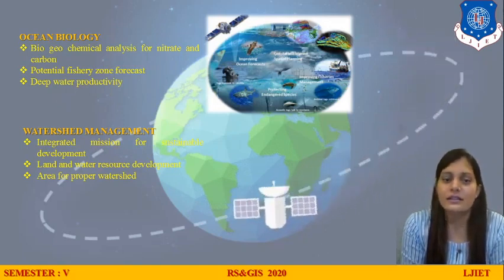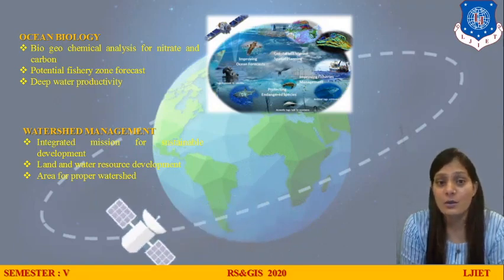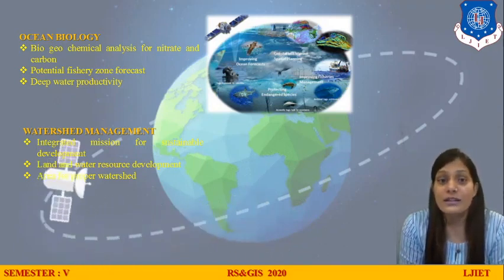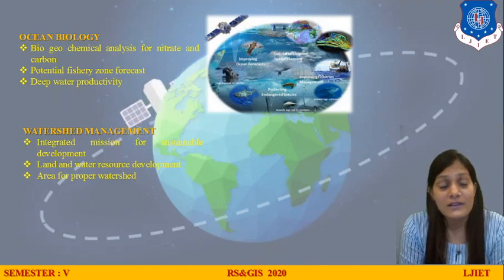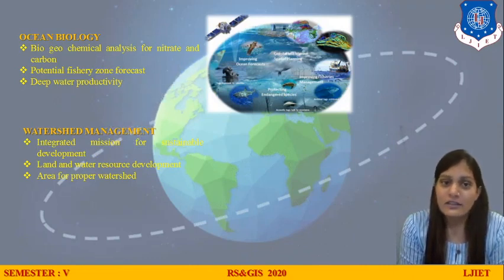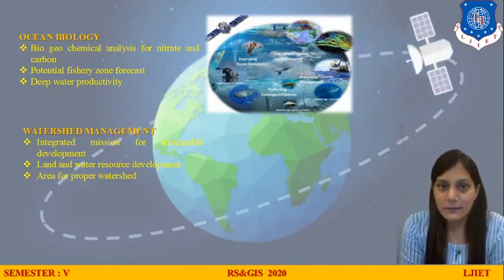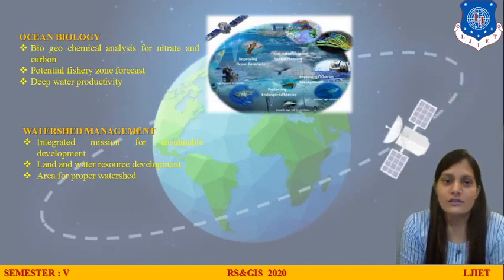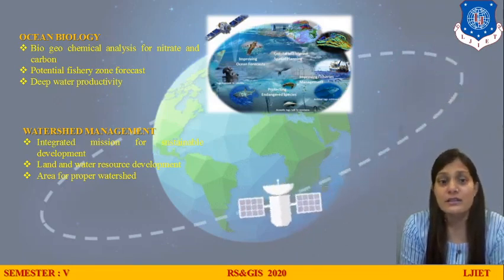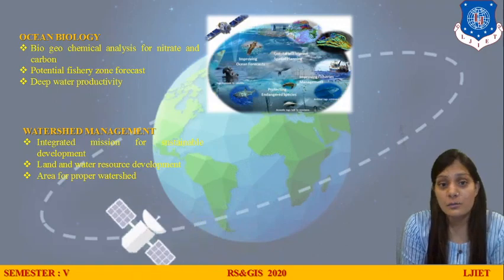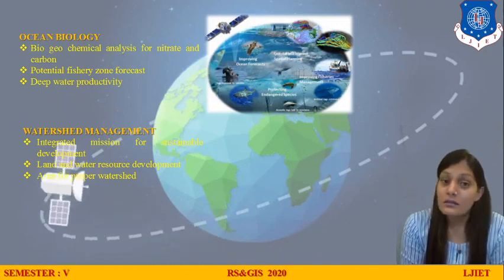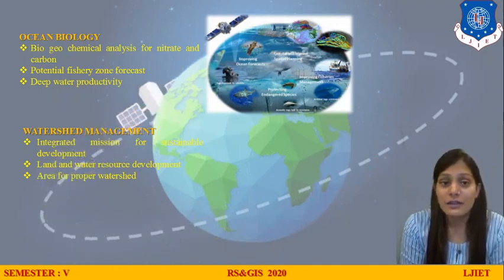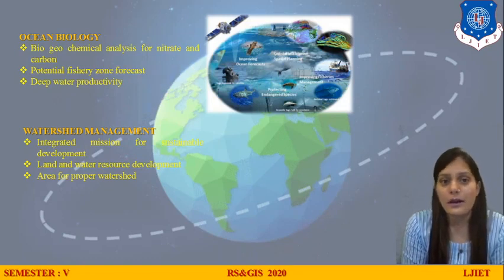It can generally show us what the potential fishery zone is, what the forecast is, and what the deep water productivity is. There are many lives living underwater, and we need to analyze them, right? There are many major oceans, and we need to analyze them. Yes, remote sensing is a good technique for ocean biology analysis. Many chemicals also come from the ocean, and we can analyze them through ocean biology.